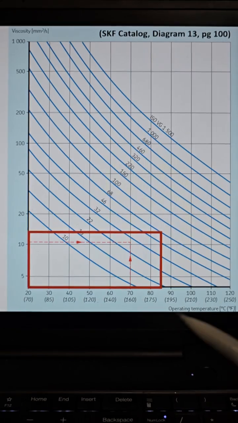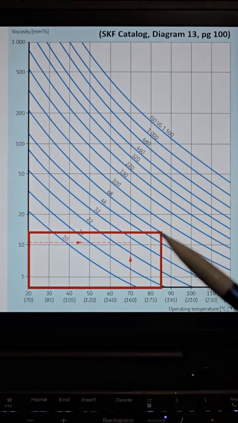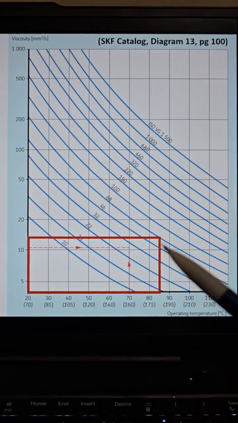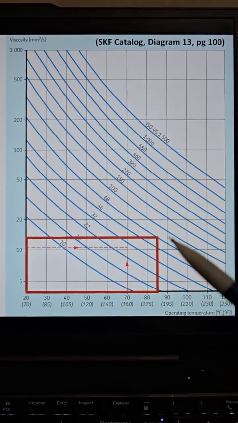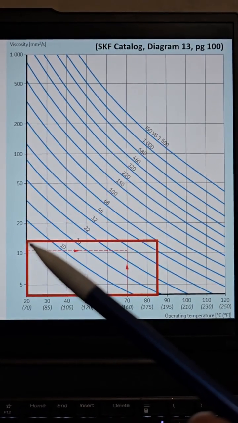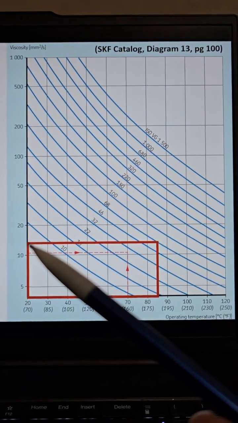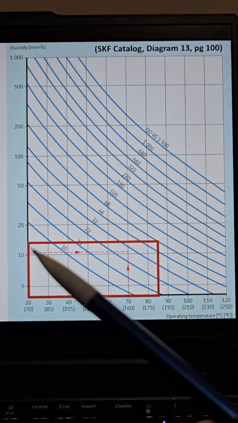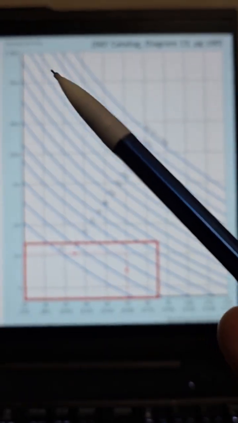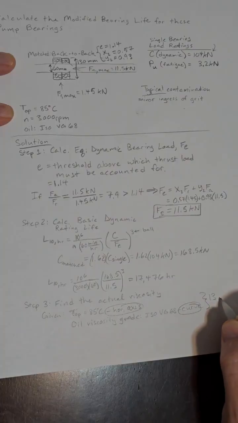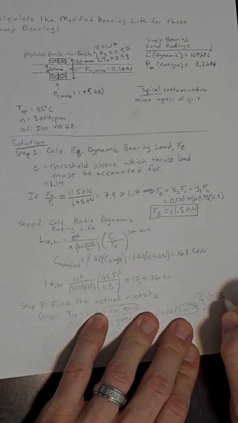Here's a plot with the operating temperature on the horizontal axis, again 85 degrees Celsius. We go up to the oil viscosity grade, 68, so this curve for 68. We take that line over to the y-axis to find the viscosity, and then we have to estimate the viscosity there. I estimate that's about 13 millimeters squared per second. Units are millimeters squared per second for viscosity. So we're going to mark down here, viscosity equals 13 millimeters squared per second.